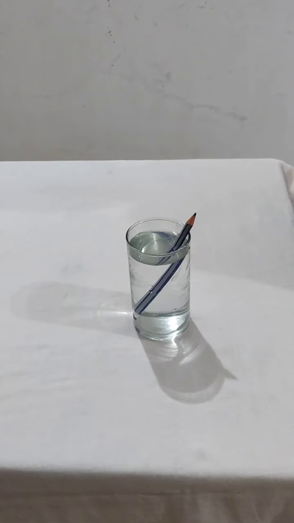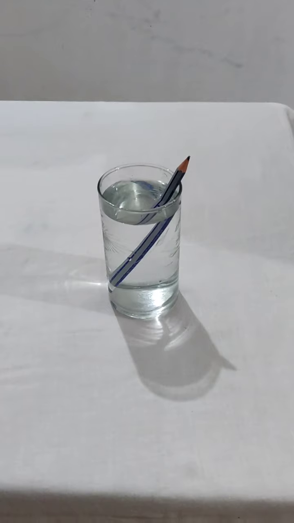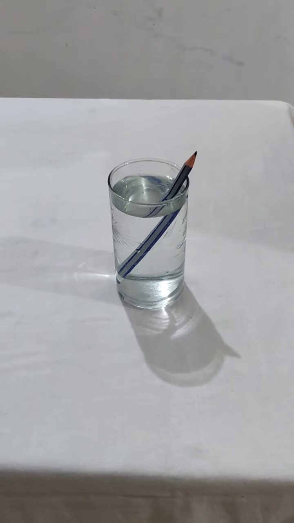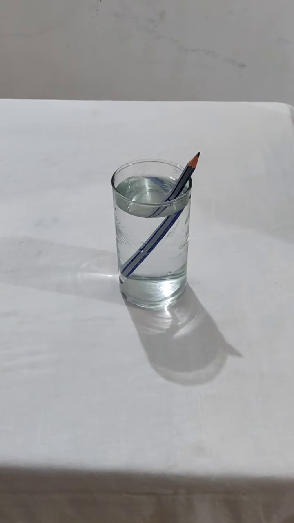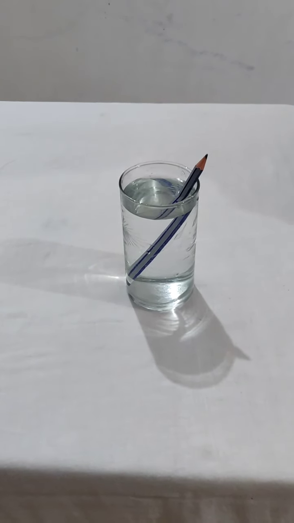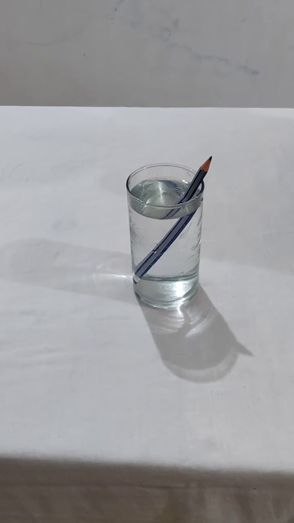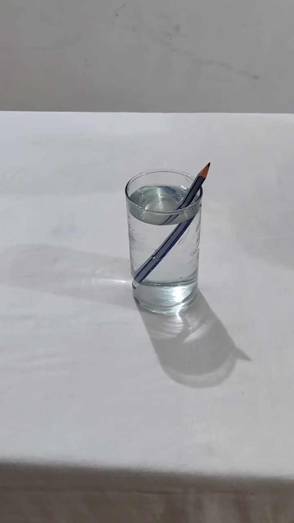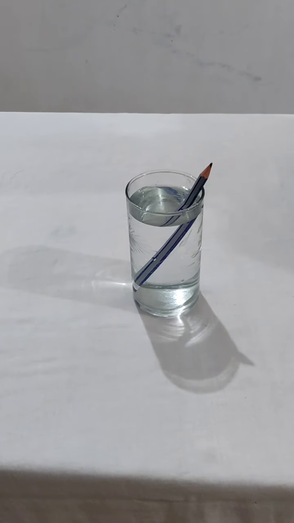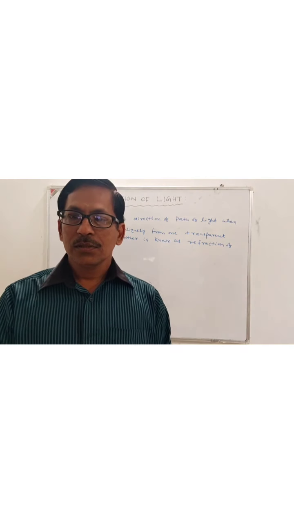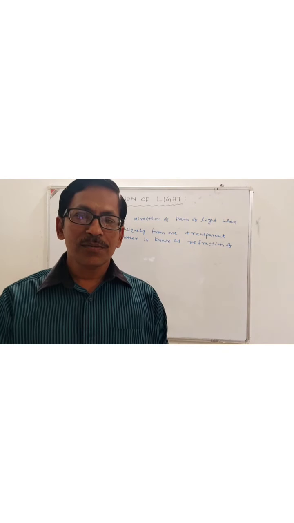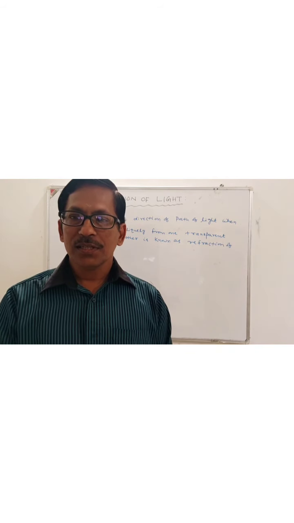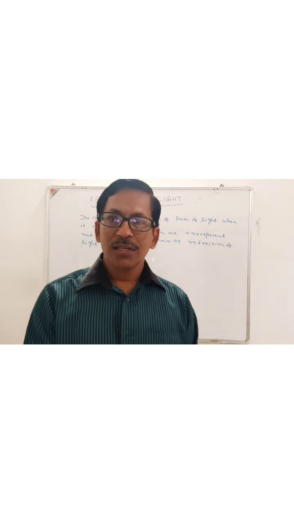See now, it is clearly visible that it appears to be bent, which was straight outside water. Why is this happening? What is the reason behind it? To know the reason, we have to go for a concept that is called refraction of light. Dear students, what you have seen from the activity is that when a pencil is placed inside water, it appears to be bent.